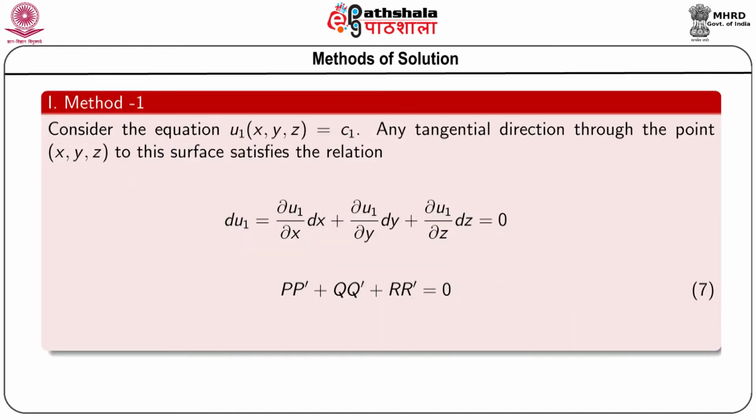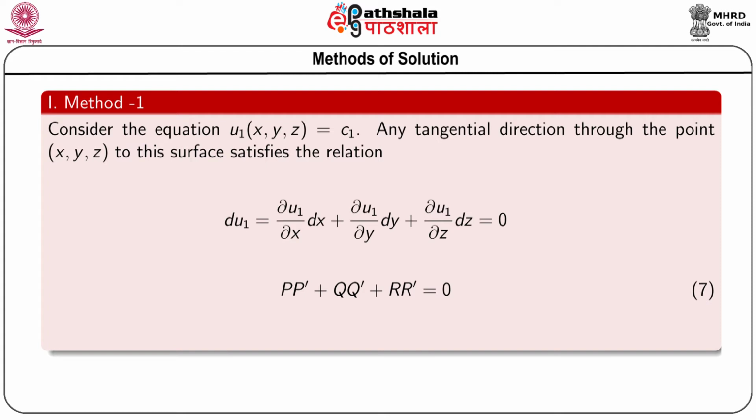Now, we are going to discuss how to find the integral curve of a given equation. So, in method 1, we basically want to find a surface u1 of x y z equals C1. So, how can we find the u1 that we want?